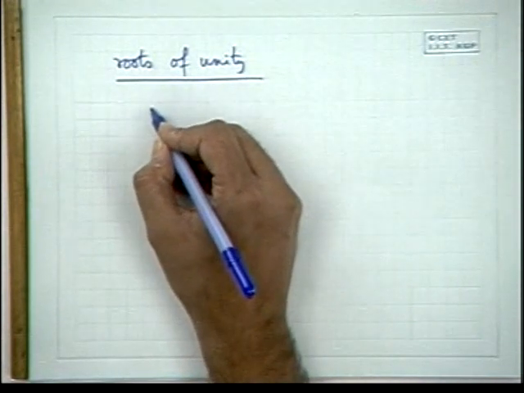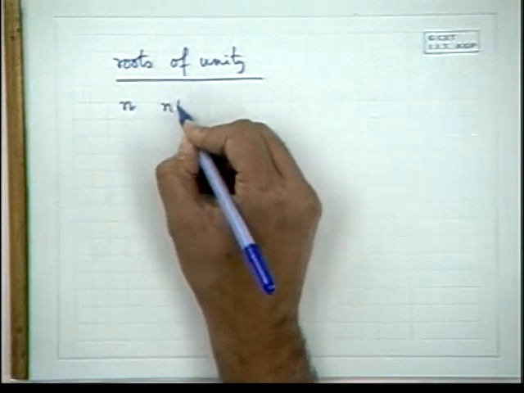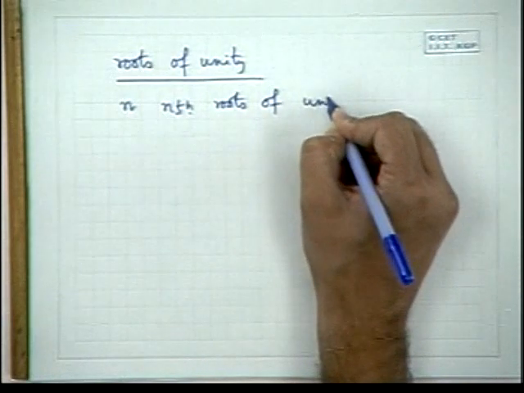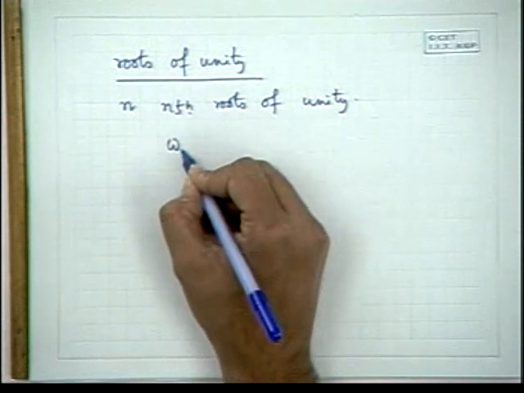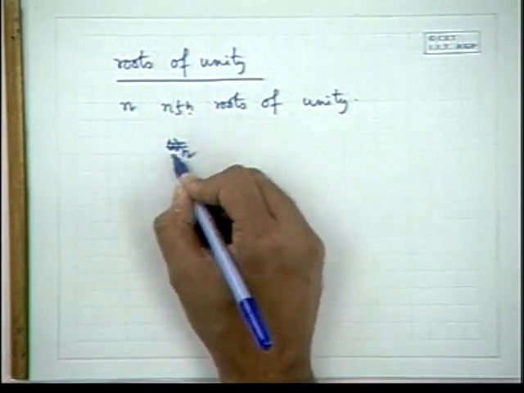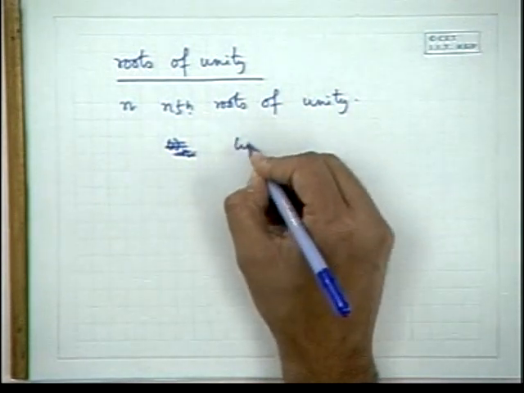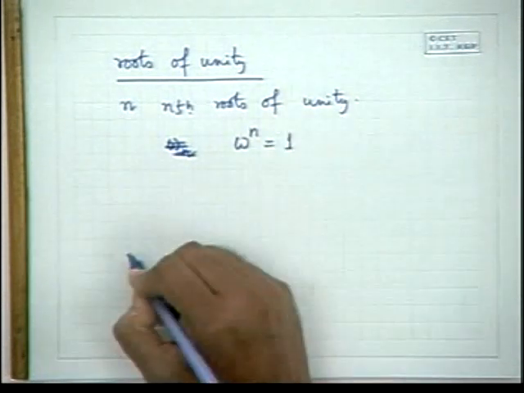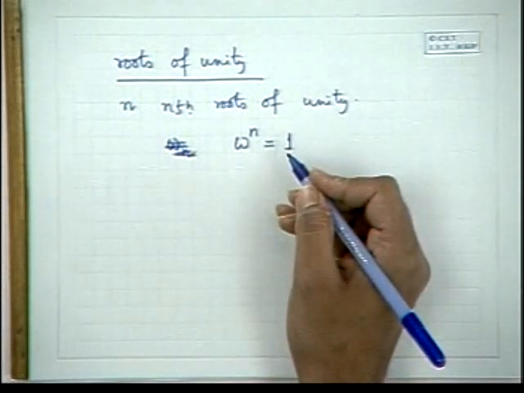So we are considering the nth root of unity. Suppose we take one of these roots as W, then we know W to the power n is equal to 1. This is by definition, because then W is an nth root of 1.